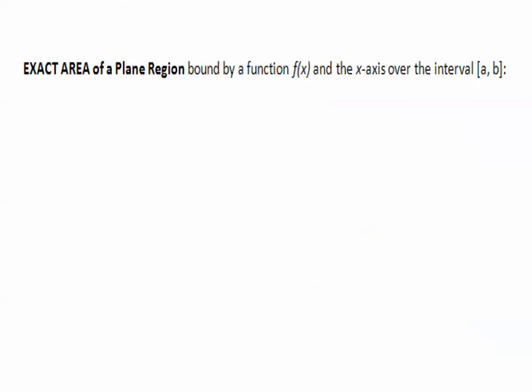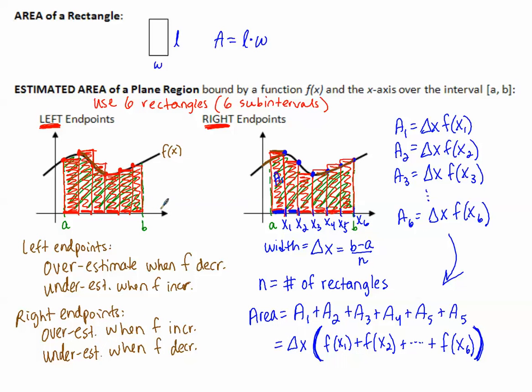Let's talk about where this is leading us to. We want ultimately not an estimate of the area, but an exact area of a plane region. Whether it's a regular shape or not, we want an exact area. So what would be better than 6 rectangles? 7, 8, 9, 100, 1,000? Keep going. Let's take the number of rectangles to infinity.